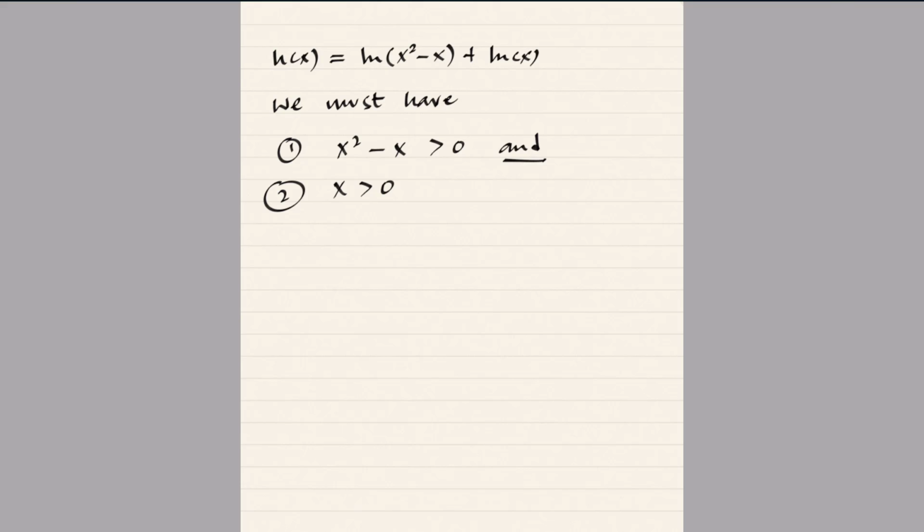to be well defined. So in other words, what we're saying is we have to have x squared minus x strictly positive, and we have to have x strictly positive. So there's an intersection that's kind of lurking in the background here. And so what we want to do is find out where both of those are going to be strictly positive, and then we'll take the intersection, and that's going to give us our domain.